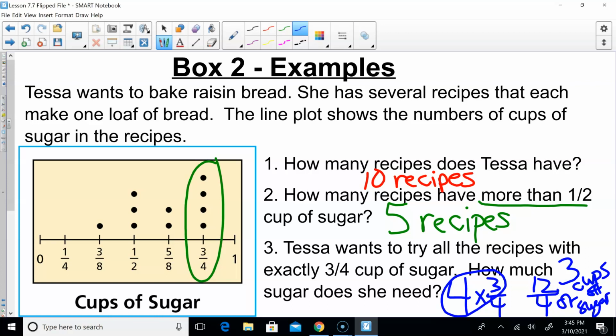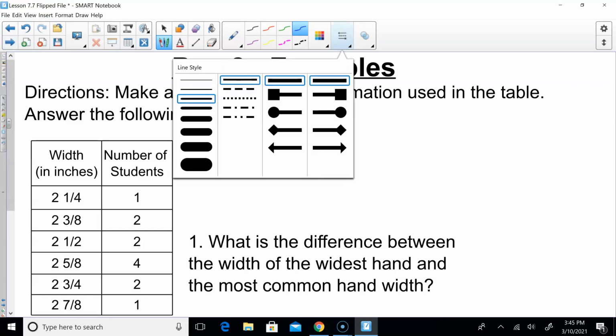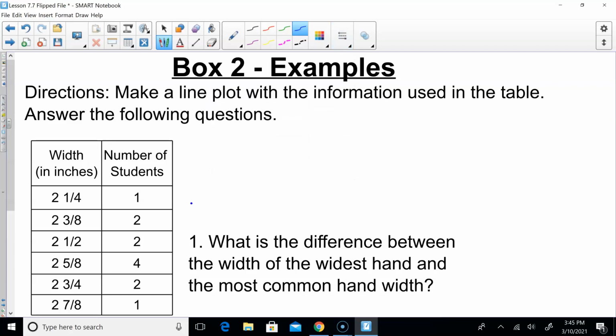So you notice how you answer these questions by using this line plot to help us out. Well, now our goal is to make a line plot with the information used in the table. Answer the following questions. We have width in inches, and we have number of students. So with that, we are going to draw a line. We'll draw a line across. There's my line. We're going to start with a label, because remember, we know things need labels. This is width.